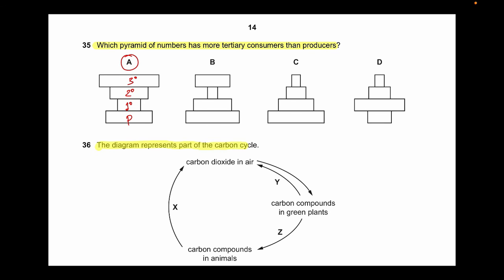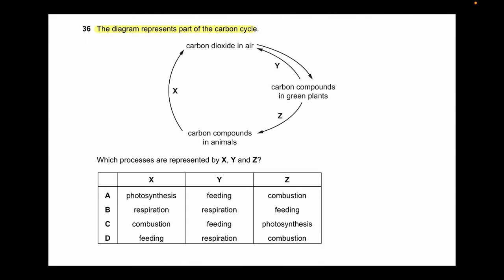The diagram represents part of the carbon cycle. All right, carbon compounds in animals turning into carbon dioxide in air. So definitely it will be respiration. Carbon compounds in green plants turning into carbon dioxide in air, obviously also respiration. Carbon compounds in green plants going to carbon compounds in animals is basically nutrition or feeding. So Z is feeding, Y is respiration, and X is also respiration. So option B is the correct answer.